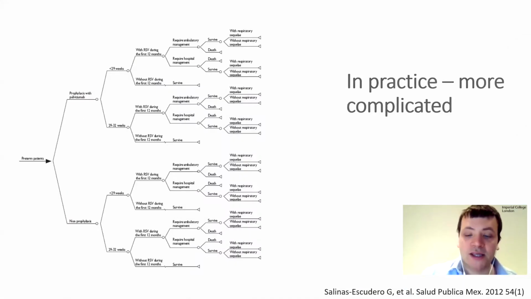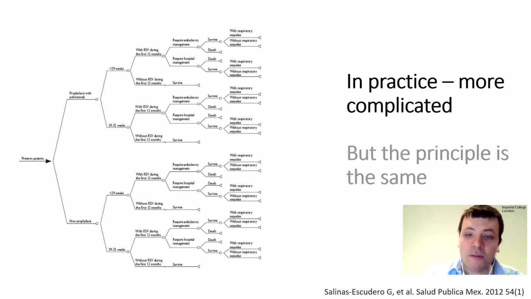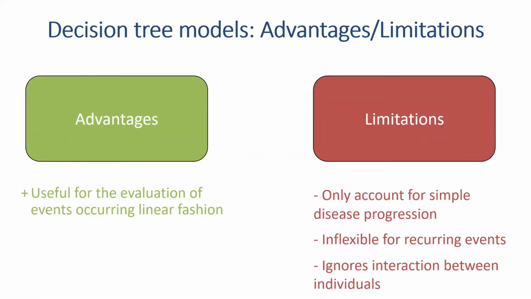In practice, these models can be much more complicated than this, with more arms and more options than what I've shown here. But the principles are the same. The costs and outcomes are assigned to the terminal nodes, and the branches are combined using the branch probabilities. And then the tree is gradually rolled back to the decision node. An advantage of decision tree models is their simplicity and transparency, and they're going to be particularly useful for the evaluation of events that occur in a very linear fashion.